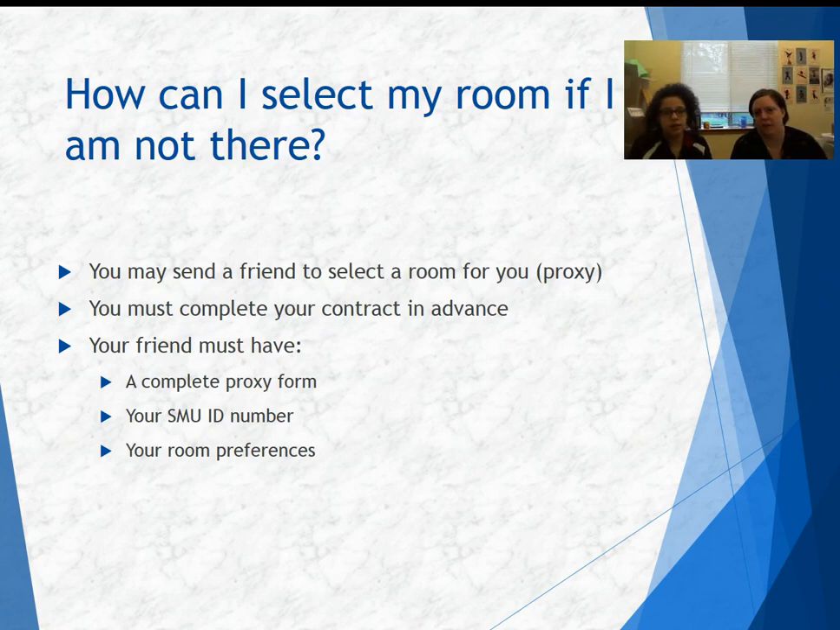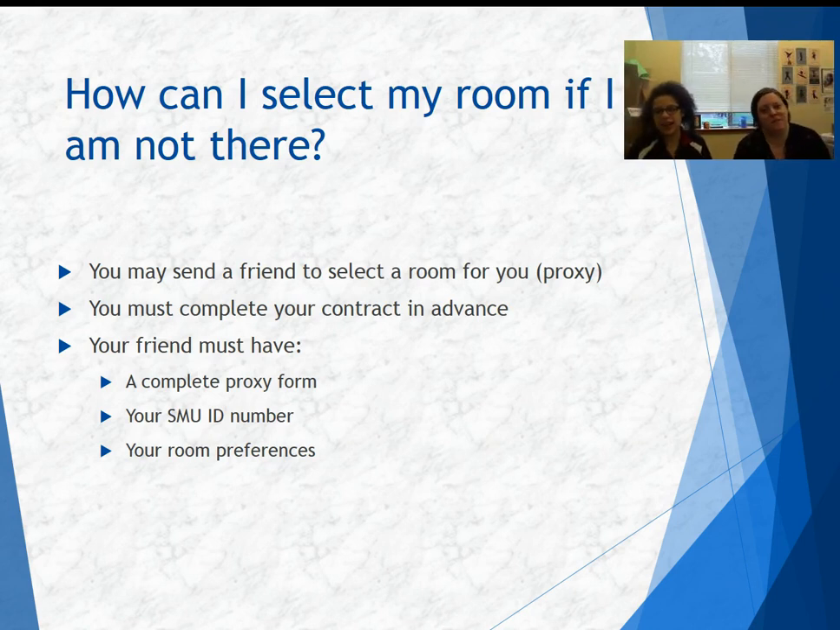Awesome. So we talked about this a little bit, but how can I select my room if I'm not there? So this is important for you to pick a friend that you trust, that would be actually picking your room for you. And so this is what we're talking about as a proxy. A person can proxy for any number of people. We've seen students go through and proxy for 3, 4, 5 different people. You can proxy for your whole room, which would be fine as long as you have a proxy form available that's properly filled out. You must complete your contract in advance, obviously, like we said, by the 20th. And your friend must have your completed proxy form, your SMU ID number, which is on the proxy form, and your room preferences. And I don't know if you want to tell the horror story of room selection.